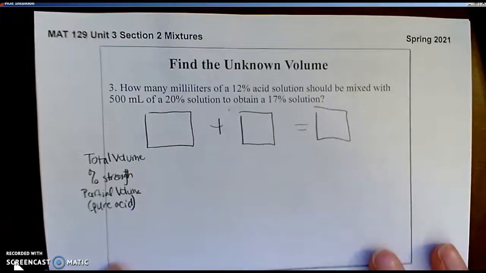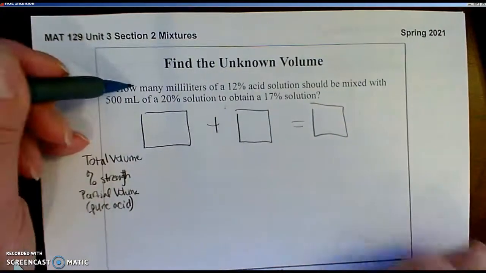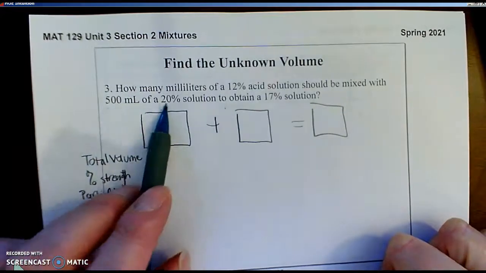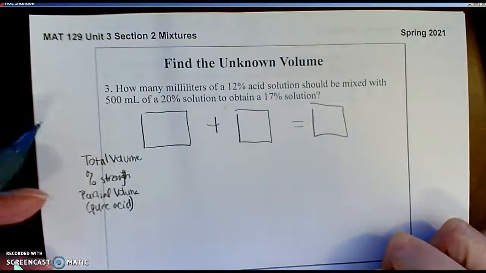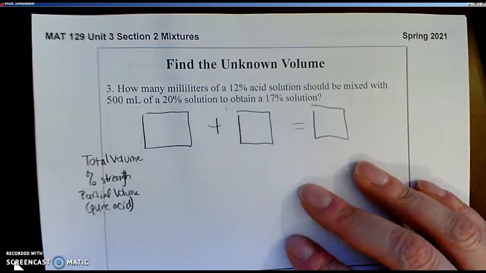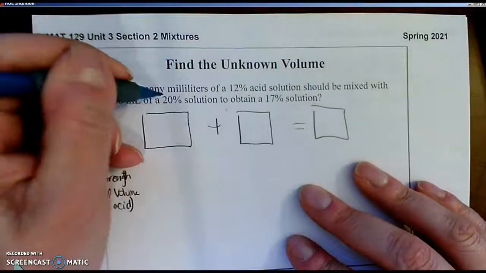All right, so now let's consider what we do when there is an unknown volume. How many milliliters of a 12% solution should be mixed with 500 milliliters of a 20% solution to obtain a 17% solution?